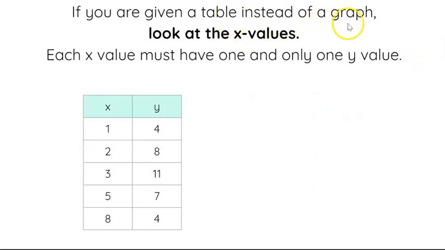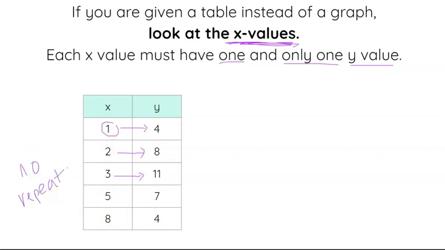Now, if you're given a table instead of a graph to identify if it's a function or not, we're going to look at the x values. Each x value must have one and only one corresponding y value. So if we look here, we have 1 goes to 4, 2 goes to 8, 3 goes to 11, and so on and so forth, and we have no repeated x values. That means each one only has one corresponding y value. So that makes this a function.